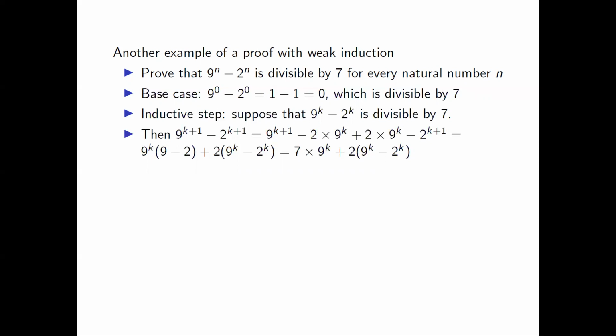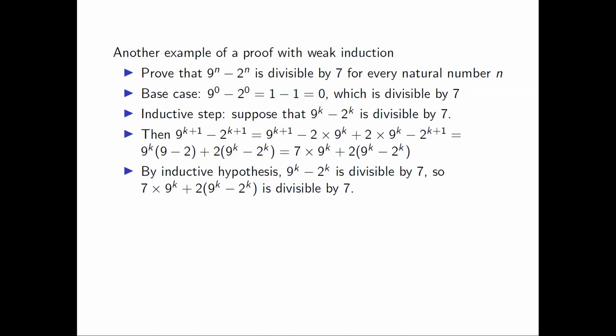We take the last two terms, the 2 times 9 to the k minus 2 to the k plus 1. We can write that as 2 times the quantity 9 to the k minus 2 to the k. So we can simplify a little and write this as 7 times 9 to the k plus 2 times the quantity 9 to the k minus 2 to the k. We know clearly that 7 times 9 to the k is divisible by 7. So we need to check the other part of it, the 2 times 9 to the k minus 2 to the k. However, we can use our inductive hypothesis there.